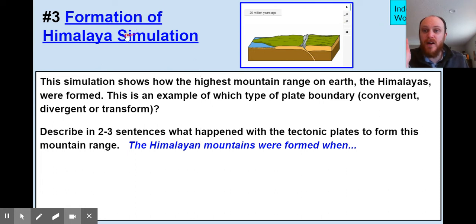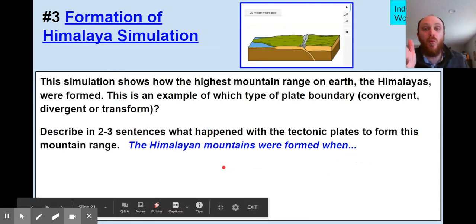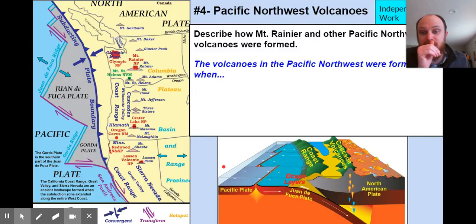Watch this formation of Himalaya simulation and tell me what happened with the tectonic plates to form this mountain range. This might be the easiest one because we even talked about it a little bit earlier, but that's good. I haven't asked you to use your own words, so take the second and give me 2 or 3 sentences about what happens to make these tallest mountains in the world exist.